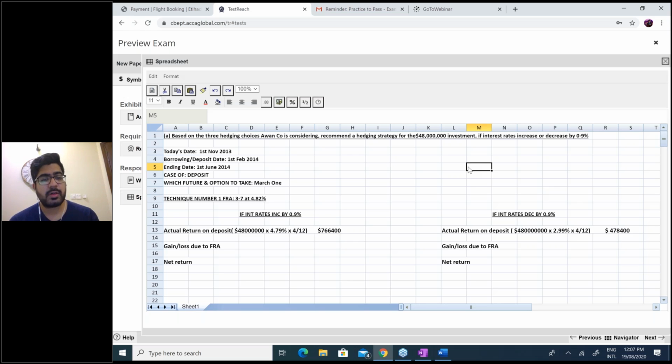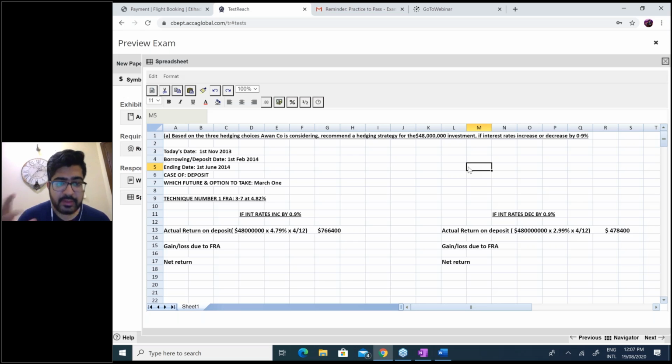I've calculated the actual return on deposit, which is easy. Take the amount, how much you are borrowing or depositing, 48 million, into time period. For how long? 4 months. You are depositing on 1st Feb till 1st June, 4 months over 12 months. Okay. Then, what is the actual interest rate?